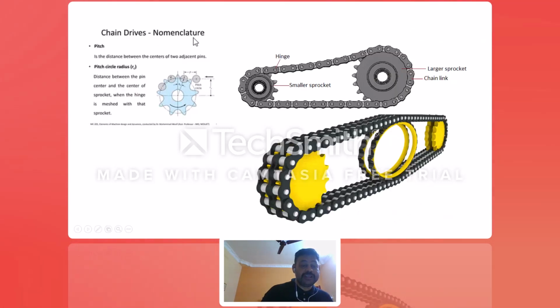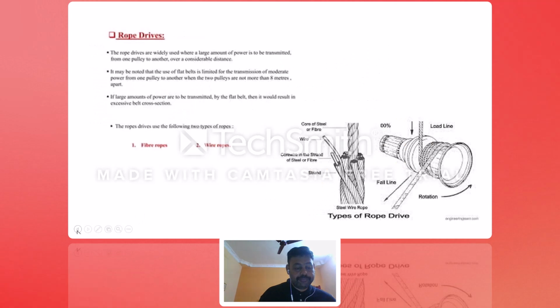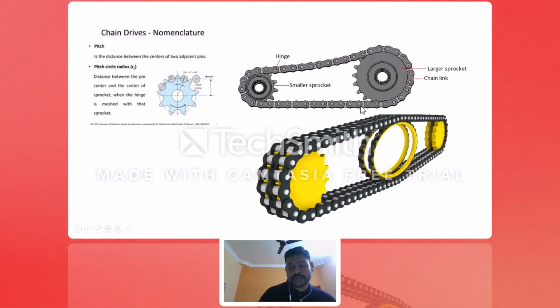Whereas if you look at the chain drive, you have some nomenclature. A chain is the typical arrangement you will see on a bicycle and all two-wheelers, right? If you take a bicycle, here you have a pedal. By pressing the pedal, we are rotating this gear. Through the chain, the power generated is transmitted to the back wheel, and from the back wheel your tire is rotating.